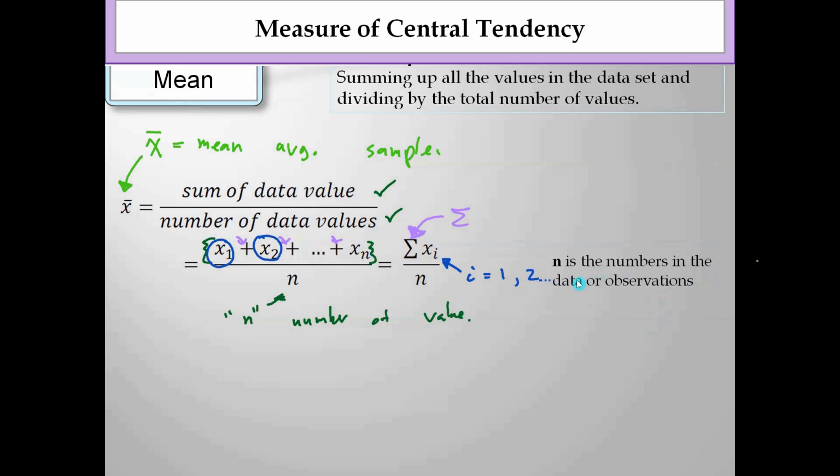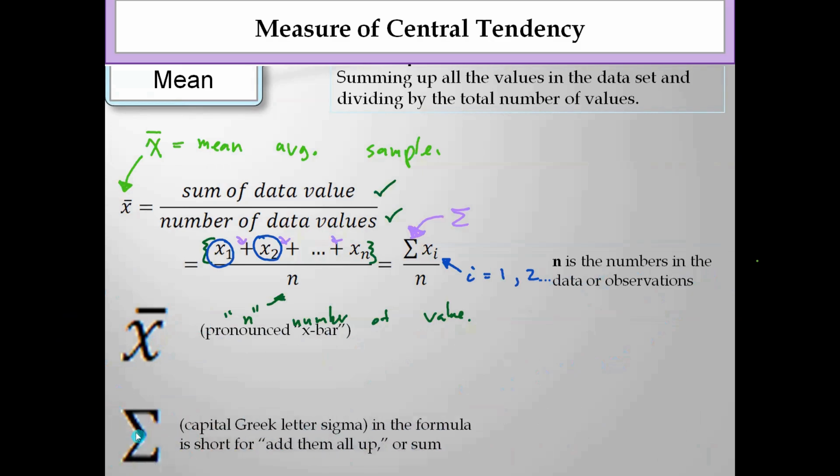n represents the number of data, or the number of observations, and this symbol here is pronounced x bar. And this other symbol with the funny looking E is the capital Greek letter sigma, the shorthand for adding them all up, or the sum. Here we're talking about sample mean. The sample is just a smaller portion of the population. And we're going to talk about population mean next.